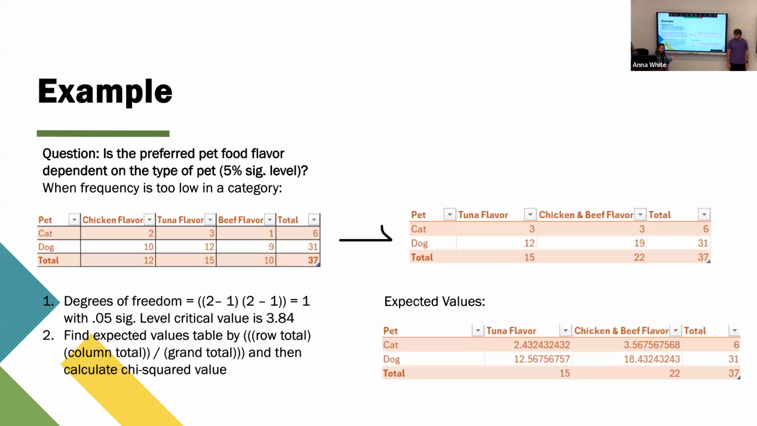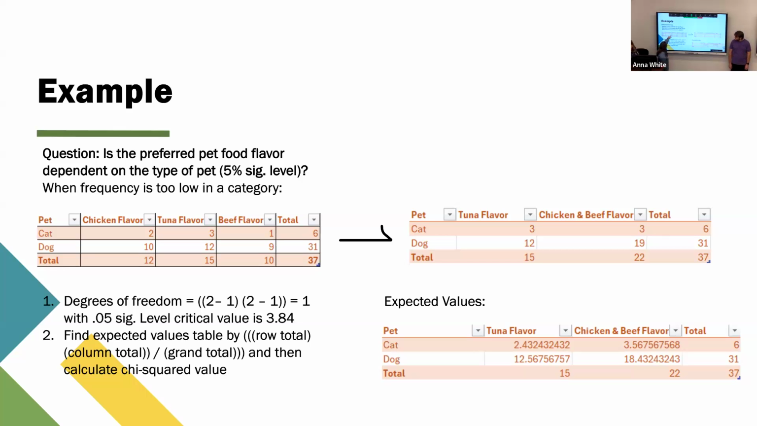Okay, so I just wanted to go over a quick example to help you all understand this. Here the question is: is the preferred pet food flavor dependent on the type of pet? And we'll use a 5% significance level. In this example, let's say that we want the count, or the frequency, to be at least 3.